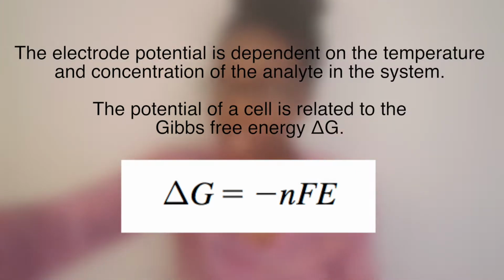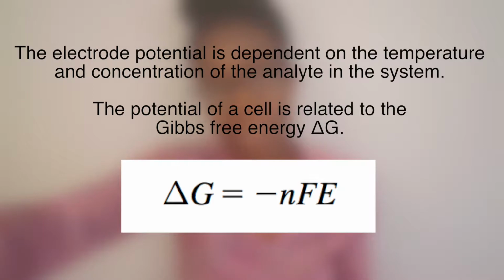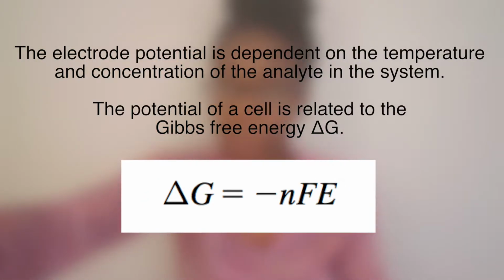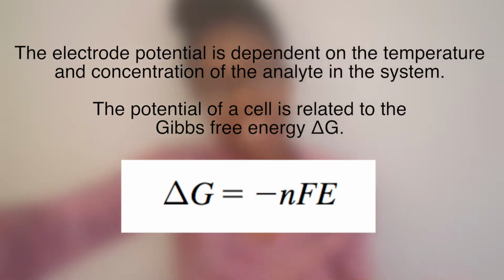There are different measurements that could be obtained from an electrochemical cell. But something that you should know is that the electrode potential is dependent on the temperature and concentration of the analyte in the system. Thus, one piece of measurement that could be obtained is a Gibbs free energy, which is actually the work obtainable from the dynamic system at a constant temperature and pressure.